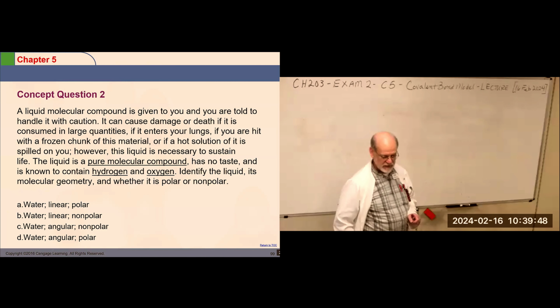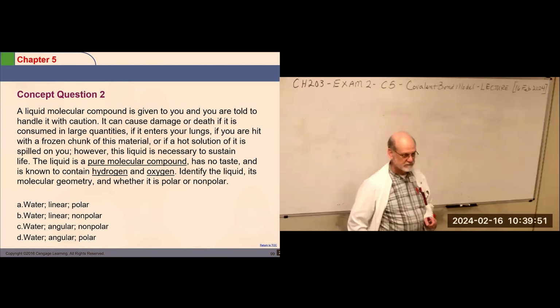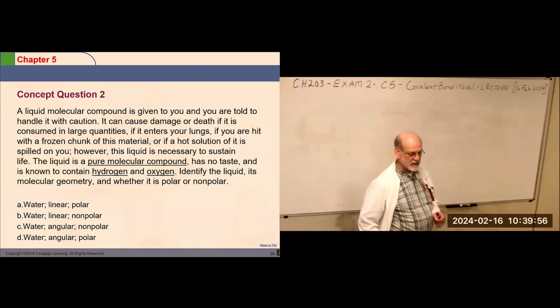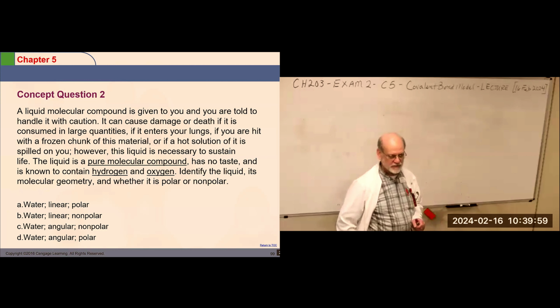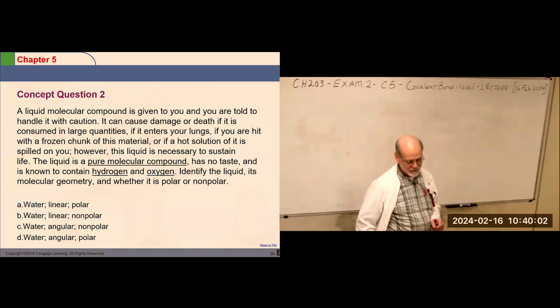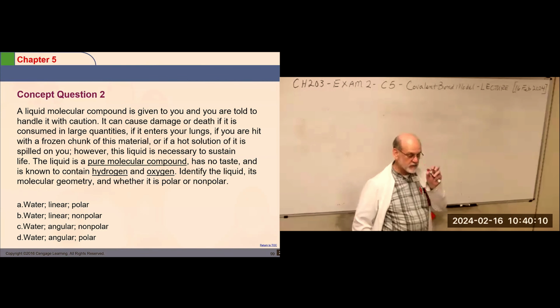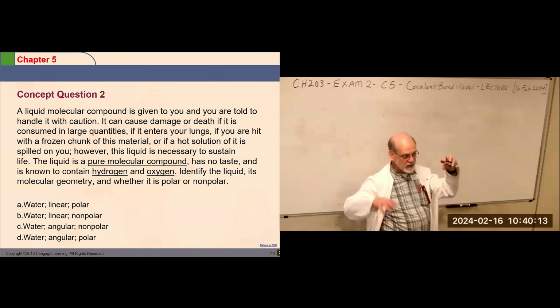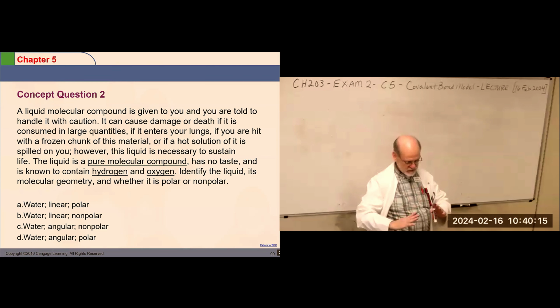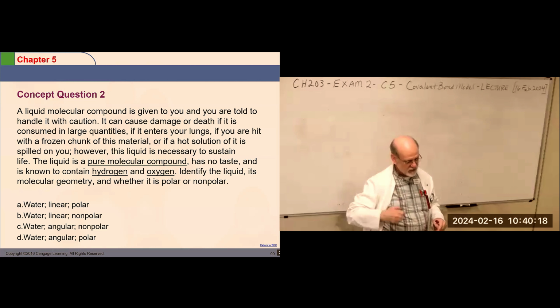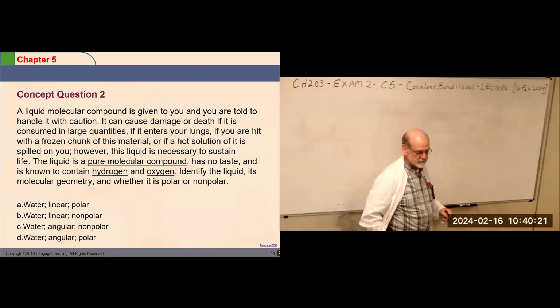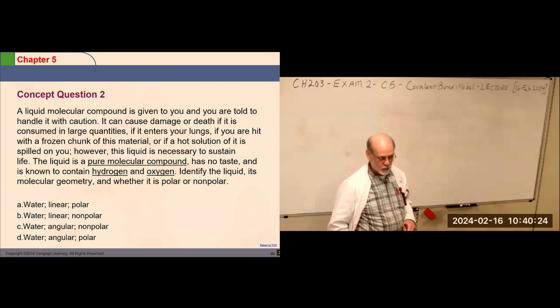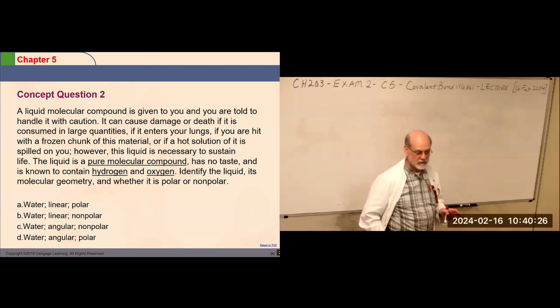You can overdose on water. Takes a lot. If you get it in your lungs, of course, you drown. If you get hit by a chunk of ice or you get flashed with steam, that can damage you. So is water linear? No, it's angular. The electronic structure is tetrahedral, but it's got 2 lone pairs. So you got the hydrogens down here in the bent mode. So that's angular. And is it polar? Definitely polar.